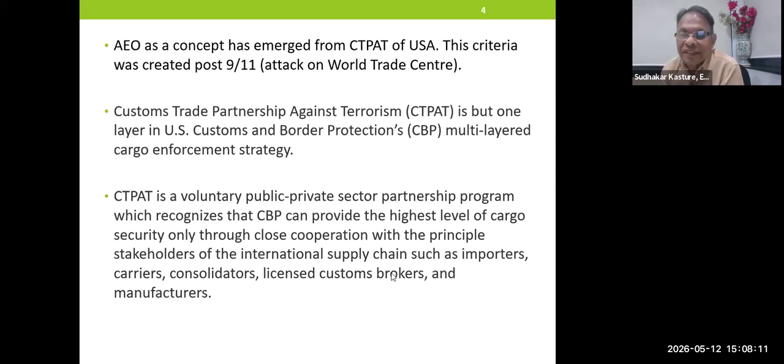And this was primarily for customs and border protection, a multi-layered cargo enforcement strategy. When you want a multi-layered cargo enforcement strategy, then you have to think of the international supply chain. Not only the international supply chain, but the highest level of cargo security. And for this, you require close cooperation with the principal stakeholders. Who are the principal stakeholders? Importers, carriers, consolidators, licensed customs brokers, manufacturers.